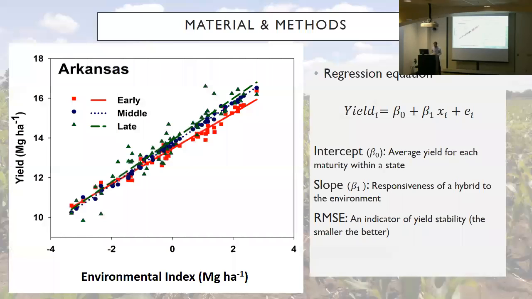We performed these regressions, and here you can observe an example of what we did in Arkansas, where we have the environmental index in the x-axis and yield in the y-axis, with the 3 groups of maturity. We did an analysis of covariance to test the effect of maturity on the intercept, the slope, and stability. The intercept is the average yield for each maturity in each location. The slope is the responsiveness of each hybrid to improvement in the environmental conditions. And the root mean square error was an indicator of yield stability.